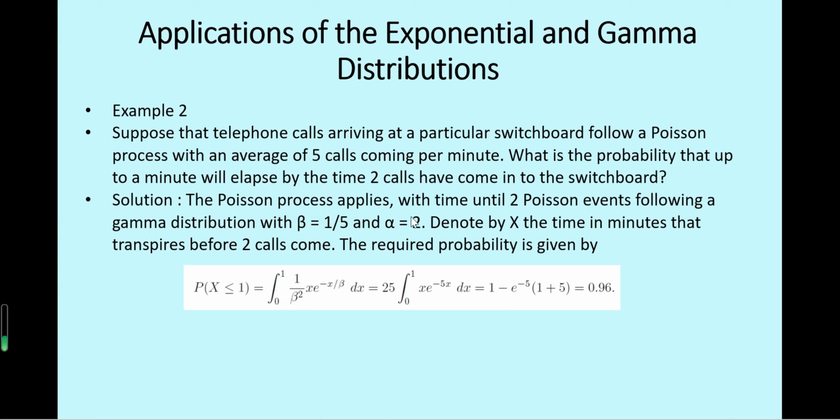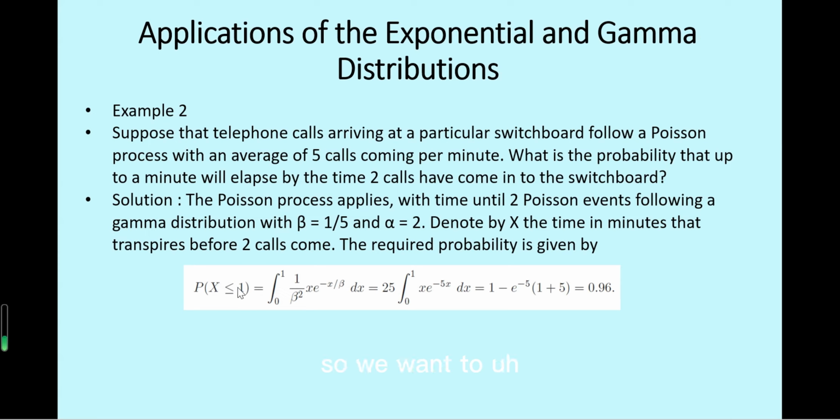And the time until 2 Poisson events will follow a gamma distribution, right? Because here alpha equals 2, with a gamma distribution with beta equals 1/5. Because on average 1 minute has 5 calls, so the average time between events is 1/5, right? And alpha equals 2. So that's easy. We denote by x the time in minutes that transpires before 2 calls come. The required probability is given by the probability of x less than or equal to 1, because this is 1 minute, right?